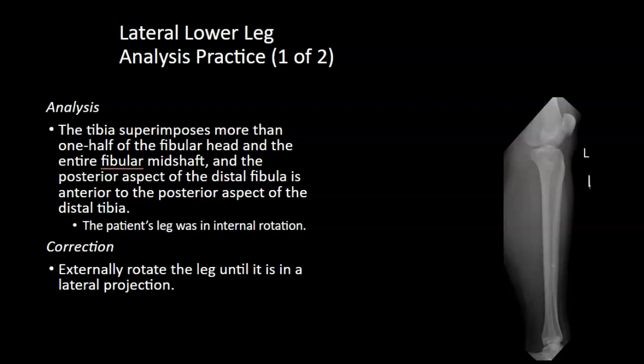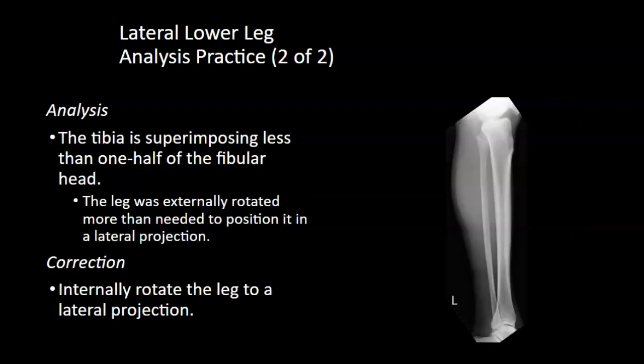In this first practice analysis, you just want to take a look at this lateral projection and determine whether or not, one, do we have all our anatomic structures, and two, is the projection in a true lateral. In this projection, we do have our anatomic structures, however, the fibula is not in the position that it should be. It is entirely superimposed by the tibia. Therefore, the patient's leg was in internal rotation. We need to externally rotate that leg to get it into a true lateral projection.